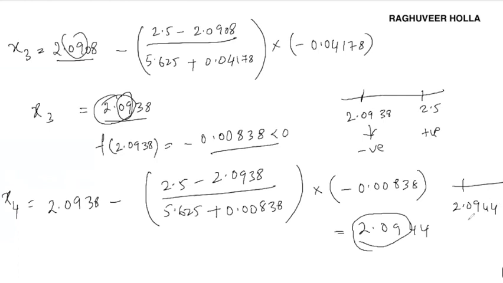So ultimately, up to 3 decimal places is required, which is m, the root, which lies between these, which is 2.094. So this is your root up to 3 decimal places. You can stop the iteration here.